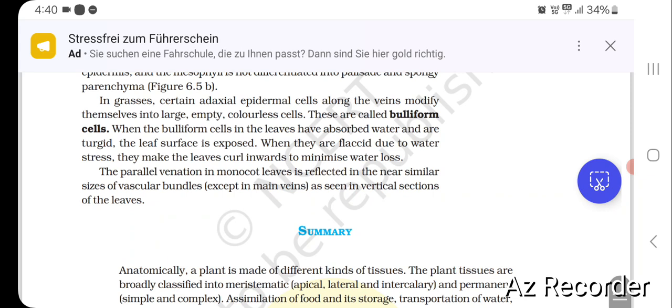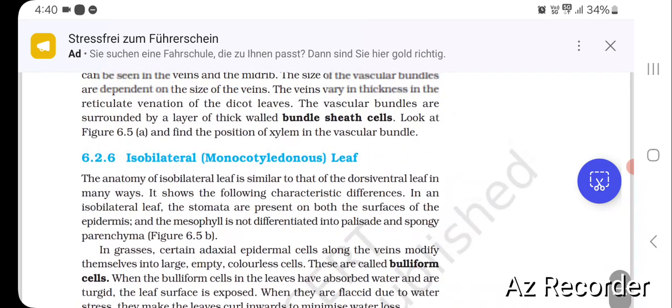When the bulliform cells in the leaves have absorbed water and are turgid, the leaf surface is exposed. When they are flaccid due to water stress, they make the leaves curl inward to minimize water loss. The parallel venation in monocot leaves is reflected in the near similar sizes of vascular bundles, except in main veins, as seen in vertical sections of the leaves.